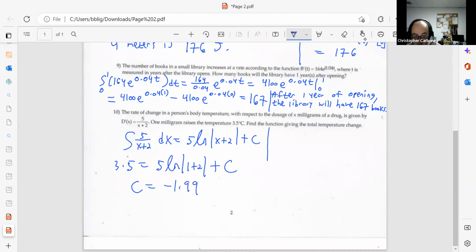So the function that we would get for this would be d of x is equal to 5 times the natural logarithm of the absolute value of x plus 2, minus 1.99.